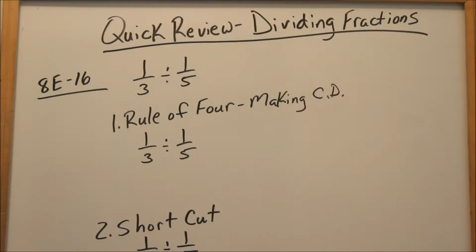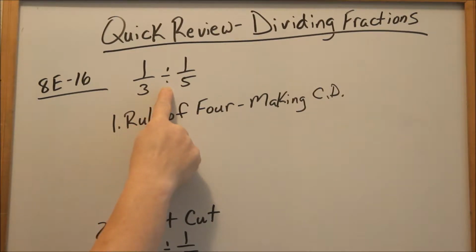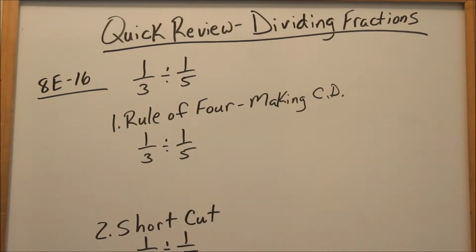Okay, now we're doing a quick review of dividing fractions. So look at 8E16. We're looking at 1/3 divided by 1/5. Make sure and look at the operation sign in between the fractions. Are you adding, subtracting, multiplying, or dividing? Adding and subtracting, you make a common denominator. Multiplying fractions, you multiply straight across.